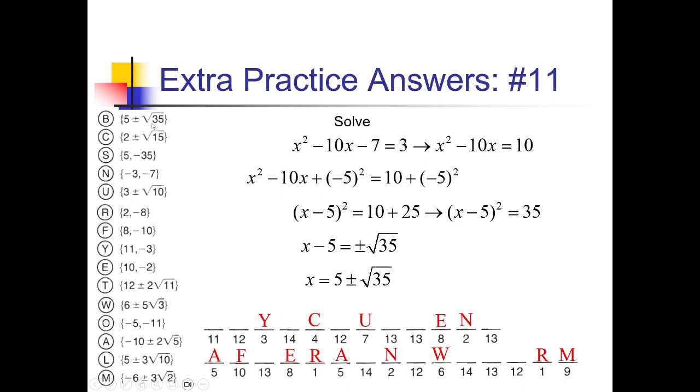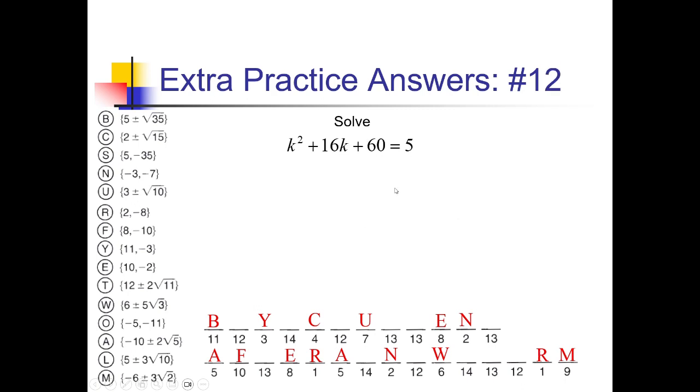I see that at the very beginning of my list here, that's a B, so 11 is going to be B. I've got an 11 right here, and scanning for another 11, I don't see any more, so we're moving on to 12. To get started on this one, I'm going to subtract 60 from both sides, so I have no constant on the left. 5 minus 60 gives me negative 55.